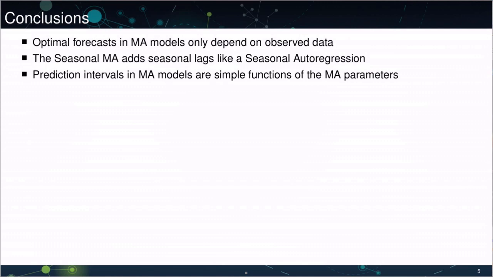Second, seasonal moving averages are constructed using the exact same methods as seasonal autoregressions, simply by constructing products of lag polynomials where we have lags both at the seasonal frequency and at the time series frequency. Finally, prediction intervals in moving average models are simple and follow the same principle as prediction intervals in seasonal autoregressions. That is, they just depend on the moving average coefficients themselves.